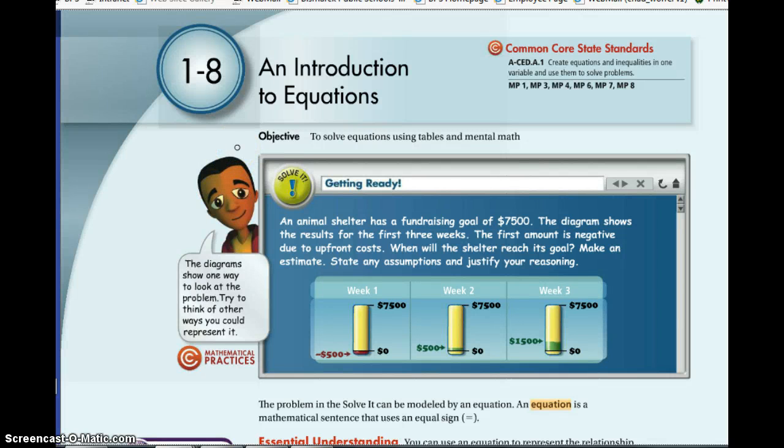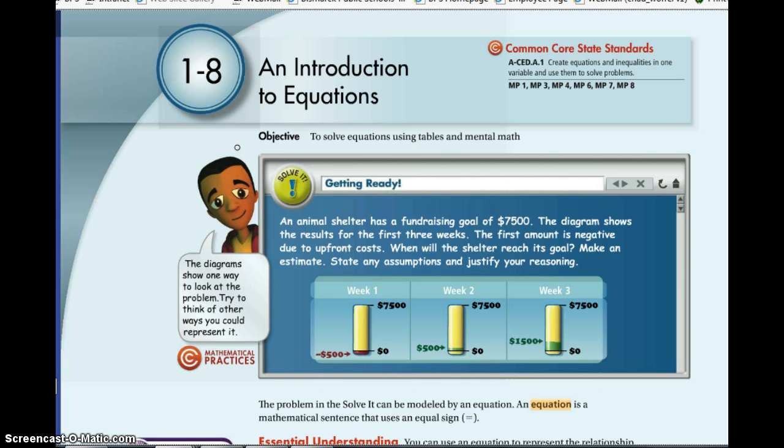All right, this section we're going to talk about an introduction to equations. With this introduction to equations, we're not really focusing on the process of how to solve them. We're focusing on just a basic introduction so that later on we can work with the equations.